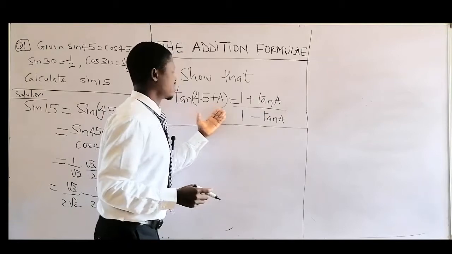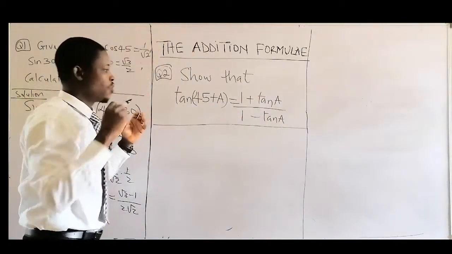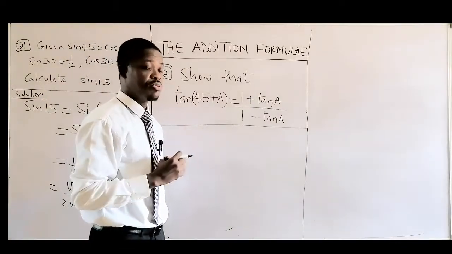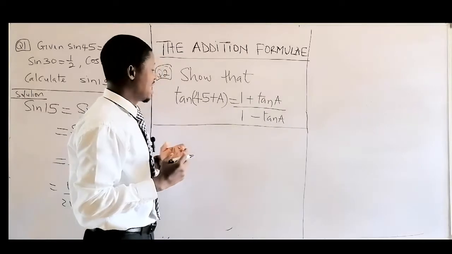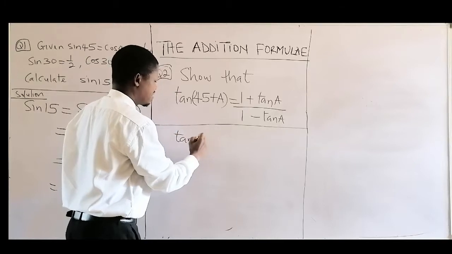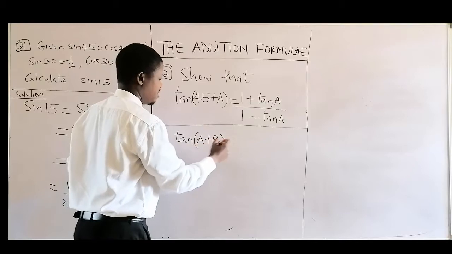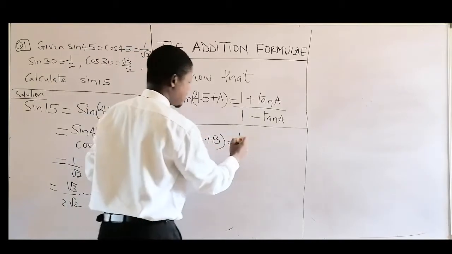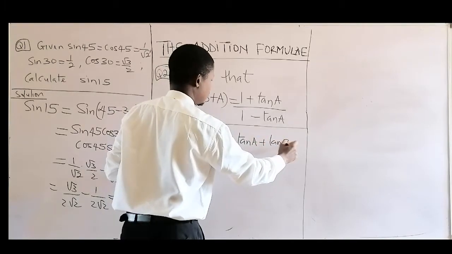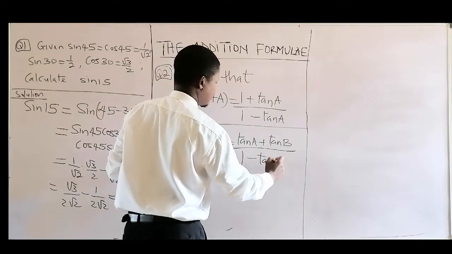Show that tan of 45 plus A is equal to 1 plus tan A over 1 minus tan A. What's going to happen here? We're not going to do the in-depth proving. What we're going to do is apply the addition formula: tan of A plus B, which is equal to what? Tan A plus tan B, all over 1 minus tan A tan B.